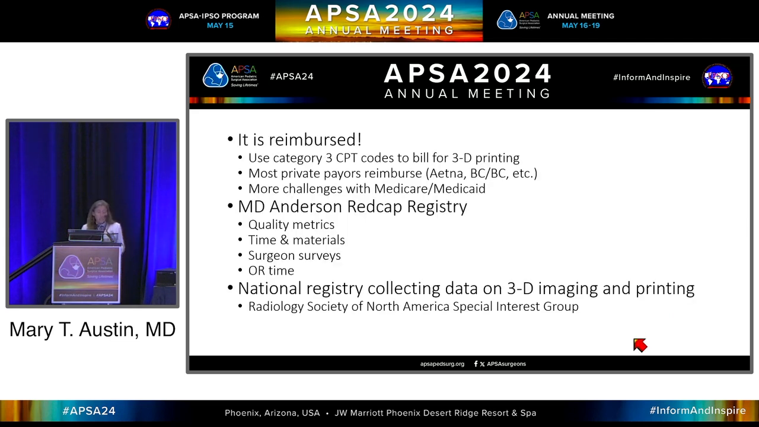So as Chris mentioned, this is reimbursable. We use Category 3 CPT codes to bill for 3D printing, and most private payers reimburse us for these services. It's really a bit more challenging, as you can expect, with our Medicare and Medicaid patients. It's also really important to document and track quality metrics, including the time and materials used. Our team also has the surgeons complete post-use surveys, and we track the time in the OR as well as other quality metrics. There's a national registry collecting data on 3D imaging and printing through the Radiological Society of North America.